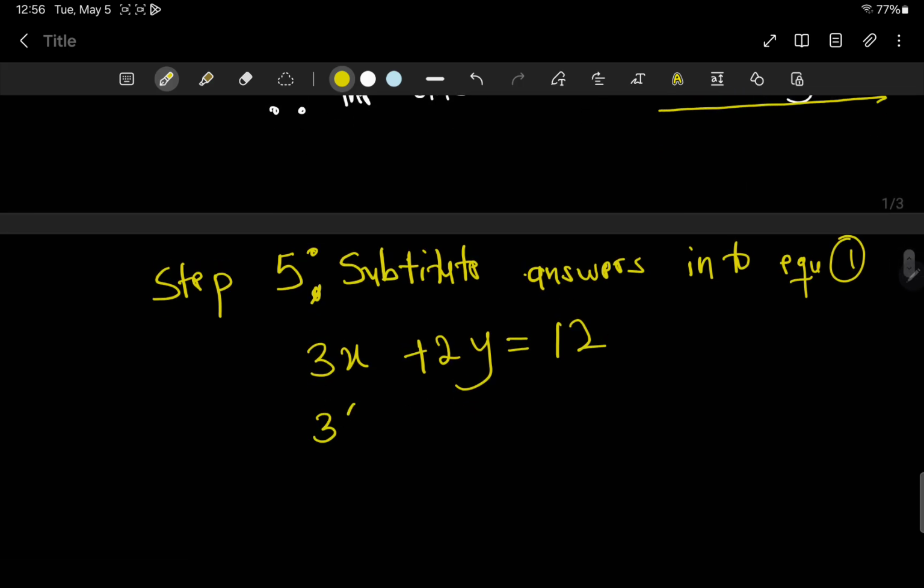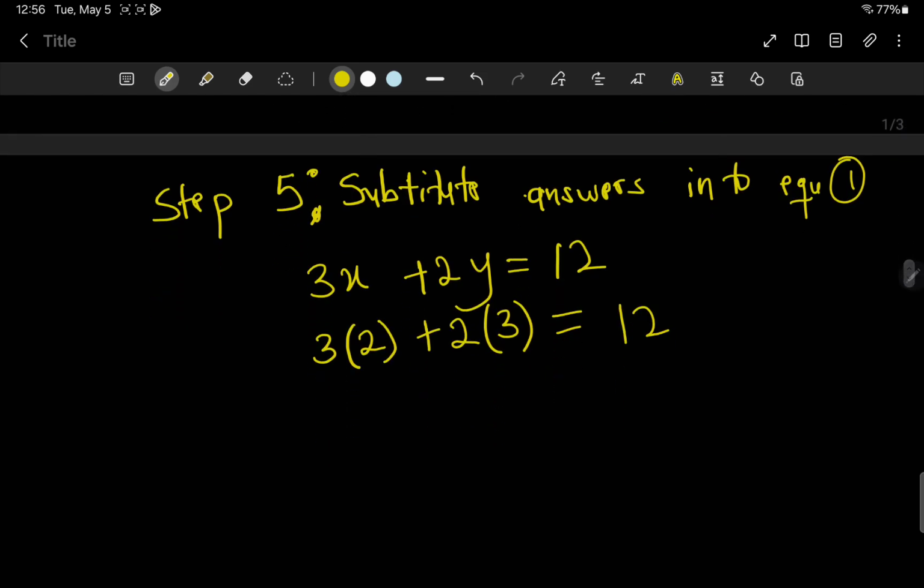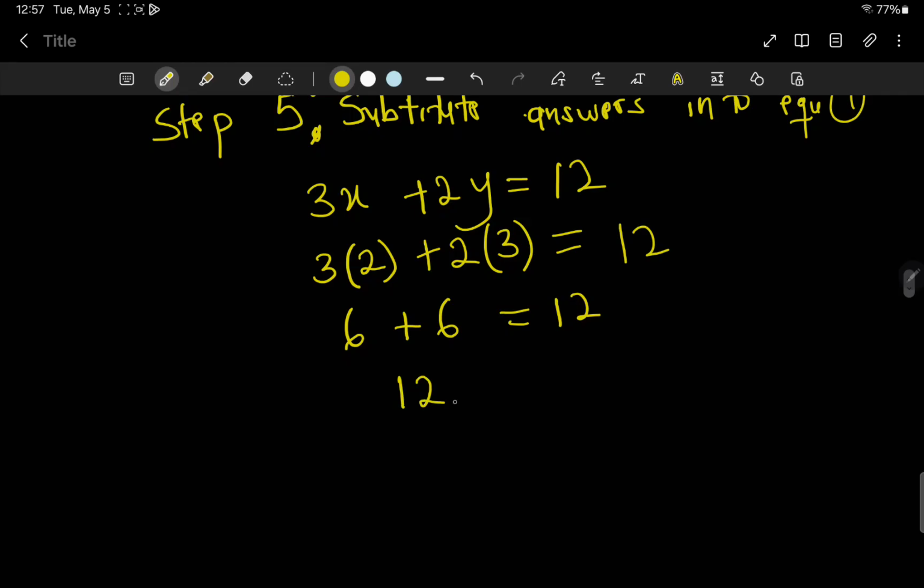So we have 3, our x, the answer for x is what? 2. So put 2 here plus 2. Now the answer for y is what? 3 is equal to what? 12. Okay, now we have 3 times 2 will give us 6, plus 2 times 3 will give us 6 is equal to 12. Okay, 6 plus 6 is what? 12 is equal to 12. So we have 12 here and 12 here, which means that our answers were correct, right?